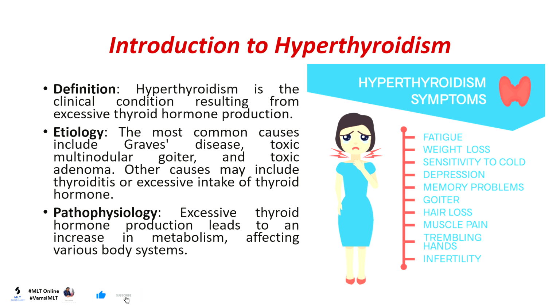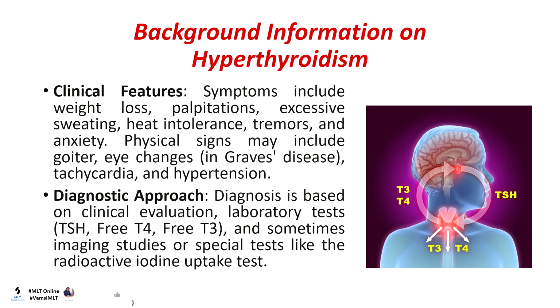Pathophysiology: excessive thyroid hormone production leads to an increase in metabolism, affecting various body systems. Clinical features: symptoms include weight loss, palpitations, excessive sweating, heat intolerance, tremors, and anxiety. Physical signs may include goiter, eye changes in Graves' disease, tachycardia, and hypertension.